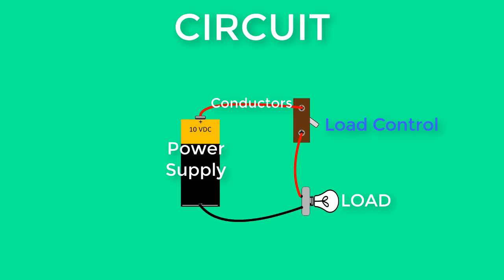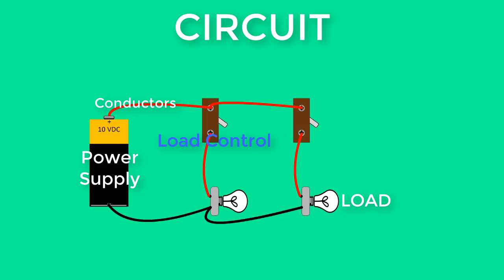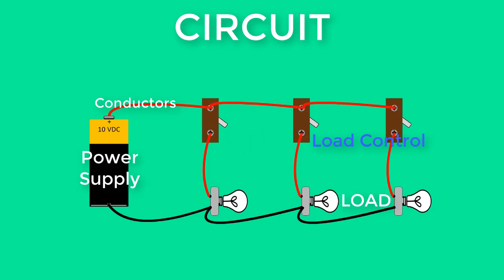A circuit consists of the power supply, the conductors, and the load. The load is typically controlled with one or more switching devices. Notice in the example shown, each branch circuit is supplied with power. Each branch circuit load is controlled with an individual switch that controls current to the load.